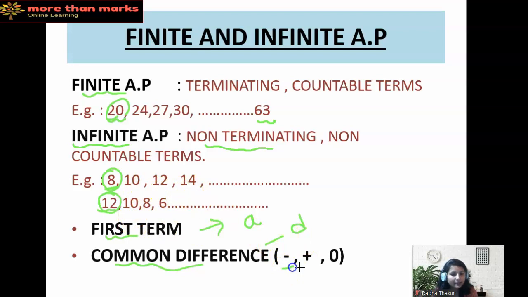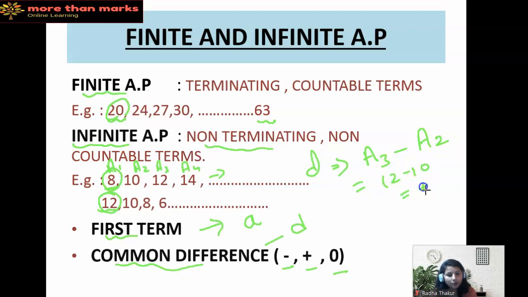So the common difference can be negative, positive, and zero. Let's look at this example. How do you find the D? Let's suppose this is your term 1, A1, A2, A3 and A4 and so on. If you want to find the D, take any of the terms. Let's see, I have taken A3. You just subtract the preceding term from this term. The preceding term is A2. So A3 minus A2 is what? 12 minus 10. That is positive 2. It means the difference can be positive.